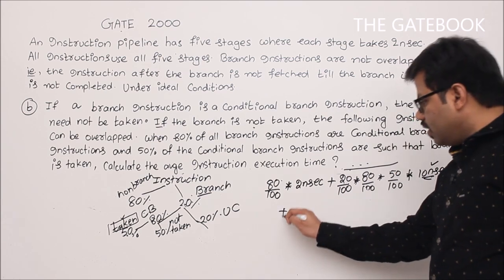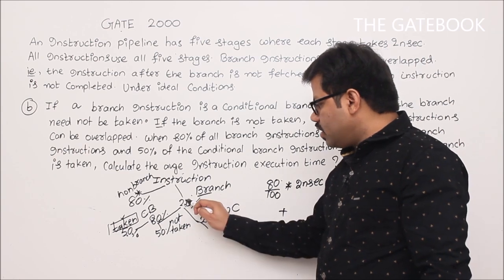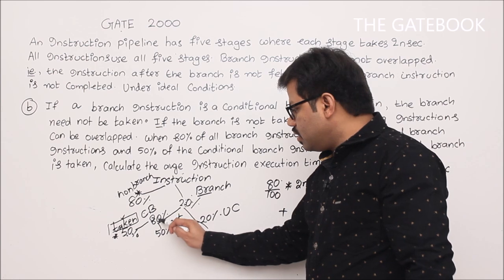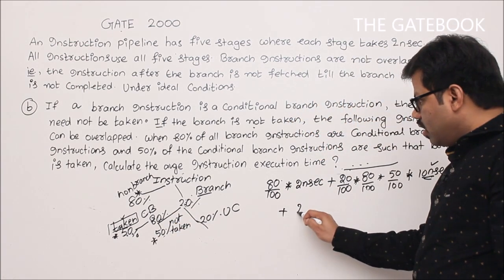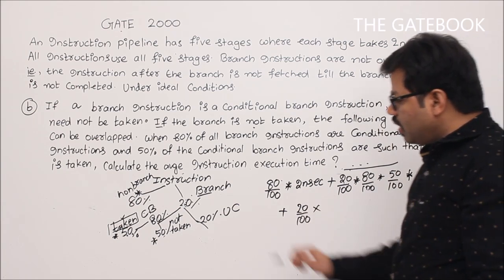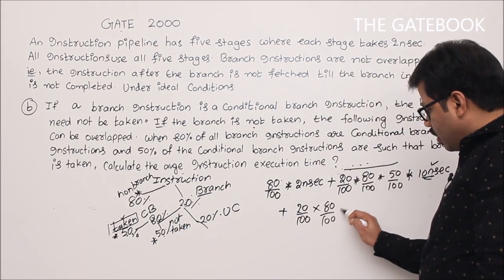Now let us take the third case. See, this case is done. Let me mark it. Now in this case, not taken. How many such instructions are there, with what probability or possibility? 20% on that 20%, on that 20%, 80%, on that 80%, 50%.